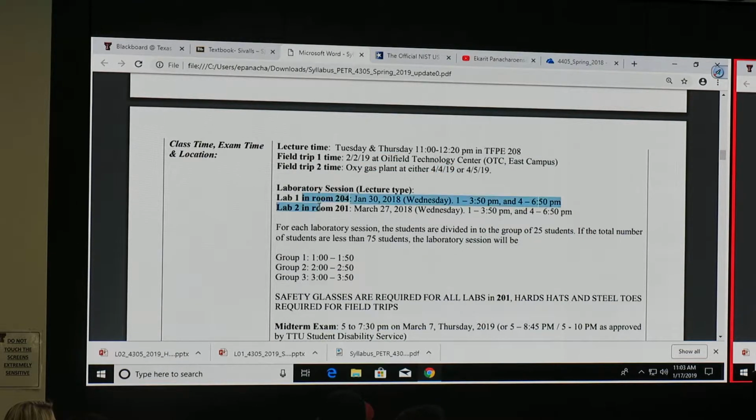We have 2 lab sessions. We will divide the students into 3 groups to attend the lab. The first lab is on Wednesday, January 30th. The second one is March 27th. Just those, not every Wednesday. We will divide into group 1, group 2, group 3. I think I will sign up on Genius, post the link to the sign-up website, and we will schedule which slot you want.